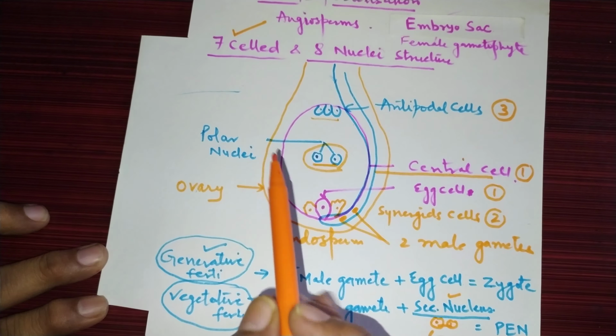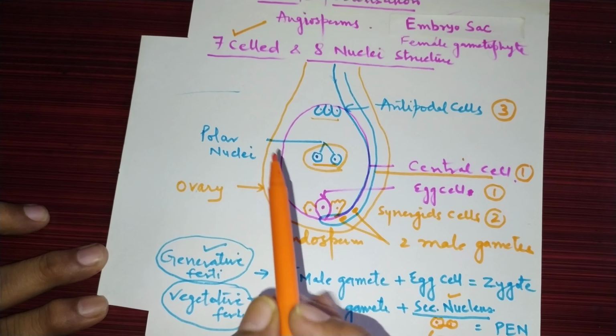As 2 nuclei are fused, it is diploid. The ploidy of the secondary nucleus is 2n. 2 polar nuclei are there, so when they fuse, they form the secondary nucleus, that is diploid. Now we understand the double fertilization.